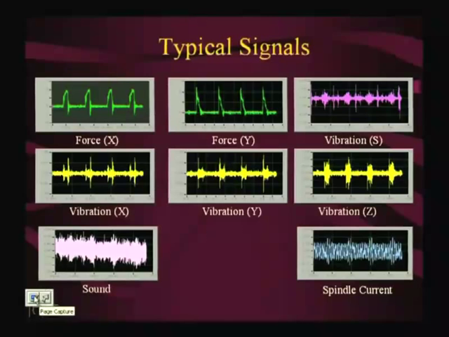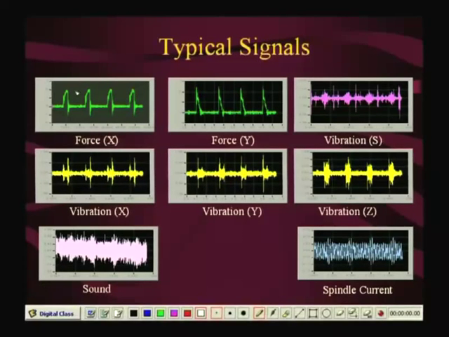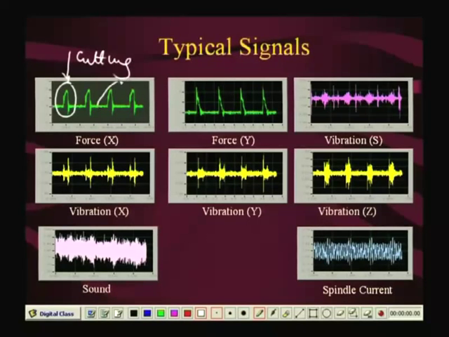We go ahead, and these are some of the signals. These signals are obtained by putting only one tooth in the tool holder. So you can see that this is the period where the tooth is cutting metal, and this is the period when the tooth is idle or not engaged with the metal. The forces immediately come down to small levels. These are the various sensor signals: force in x direction, y direction, vibration in x, y, and z direction, and sound pressure and spindle current.